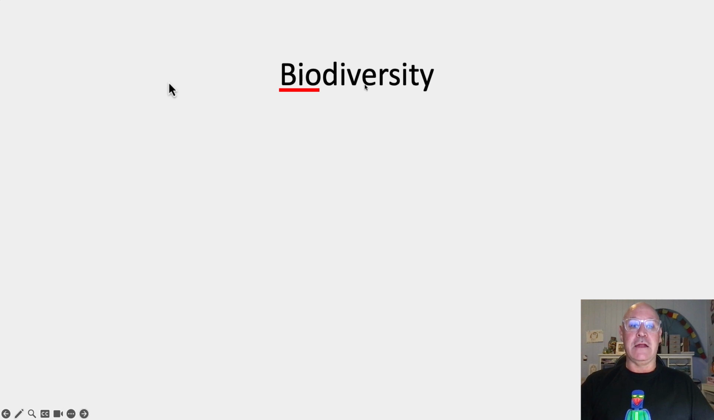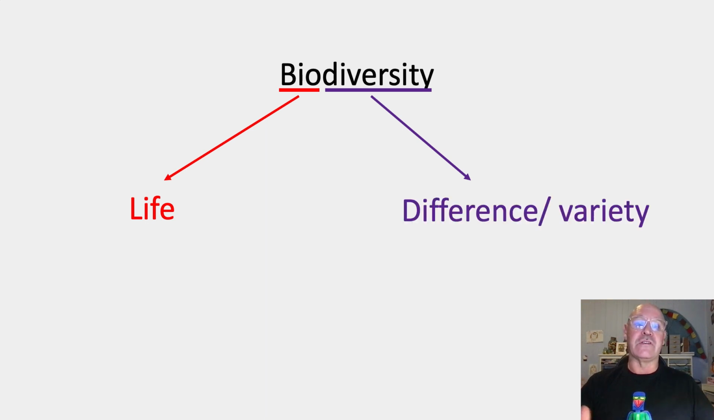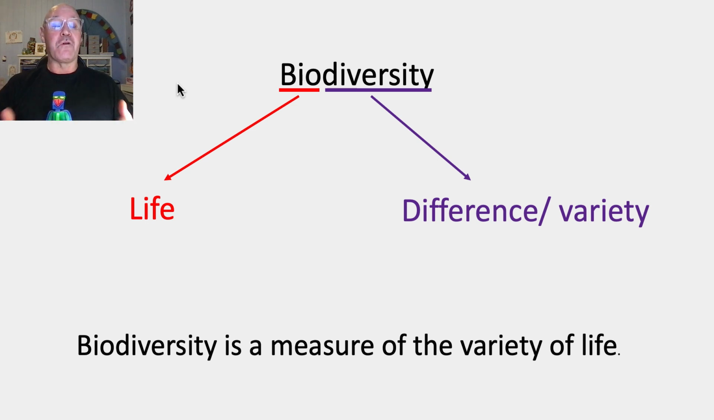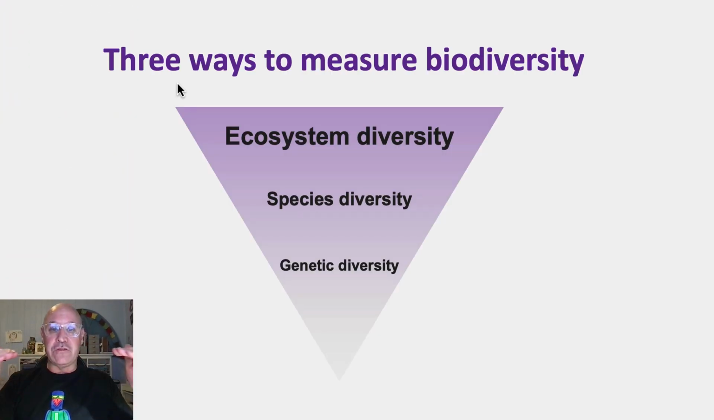It's got two parts. Bio, of course, that means life. Diversity, well, what does that mean? It kind of means variation or difference. So biodiversity is a measure of variety of life. Now, we look at biodiversity in three different ways. We look at it in terms of ecosystem diversity, and then we also have species diversity, and then we've got genetic diversity.